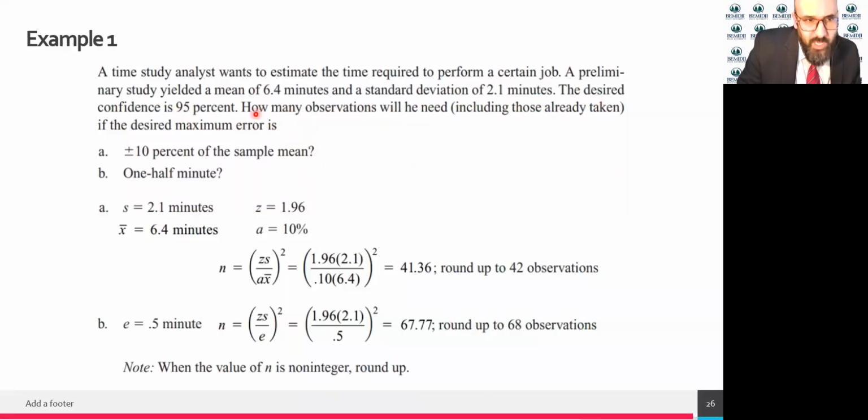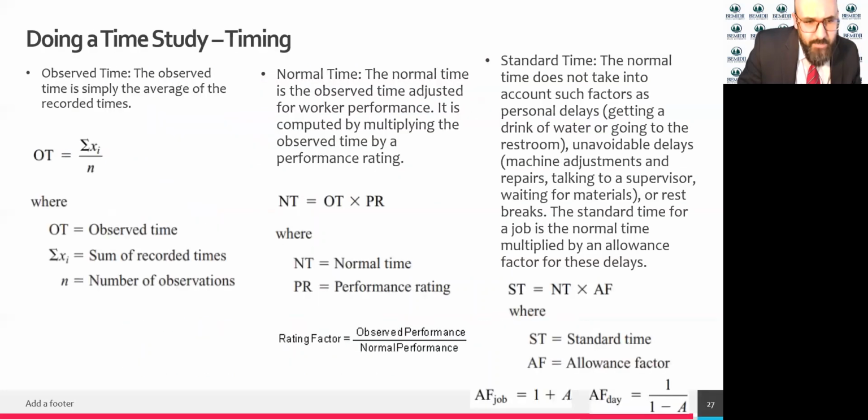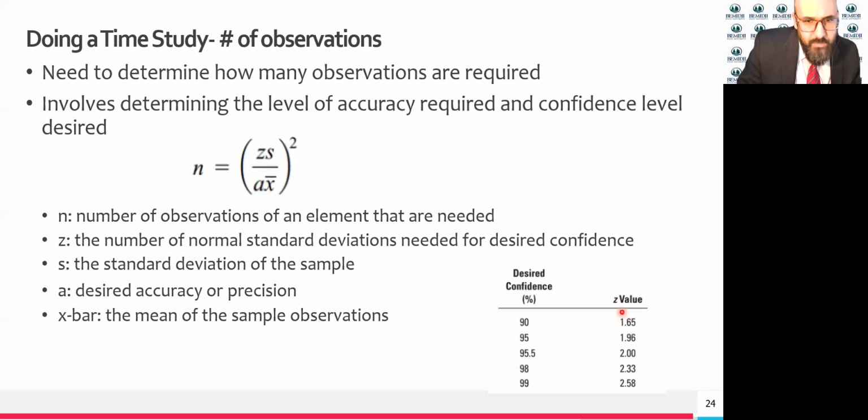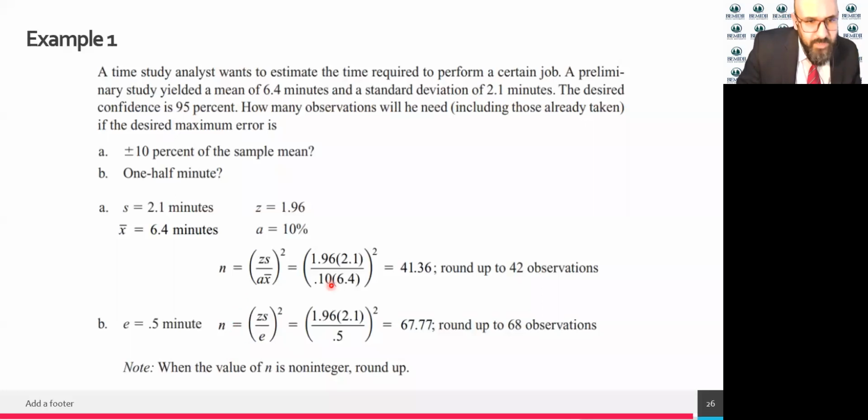One more time. The desired confidence is 95%. We went back to the table, and this is also in the appendix of the book. So 95% is equal to 1.96. And then we have A to be 10%. All right, so apply the equation, N equals Z times S divided by A times the X bar, squared. So 1.96 times 2.1 divided by 0.1 times 6.4, to the power of 2. That will give you 41.36. So we round up to 42 observations.